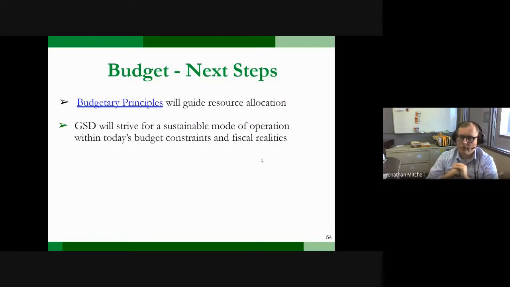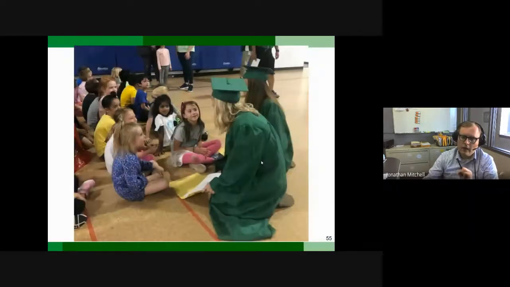Our budgetary principles will guide that resource allocation, and we're going to strive for a sustainable mode of operation within those budget constraints and the fiscal realities. We're going to do our best to do that. And we are thinking about our students from our youngest grade levels to those that are graduating from the school district and ensuring that opportunity for all students and that we have programming in place that is going to meet the needs of all those students K to 12.